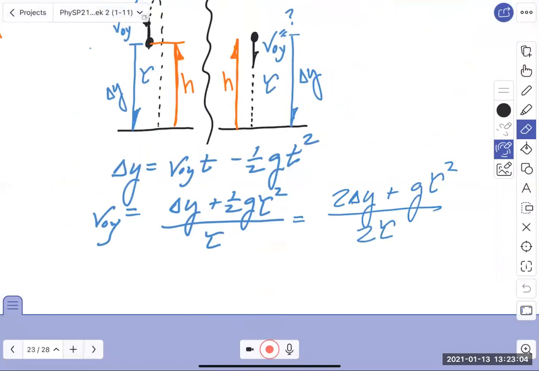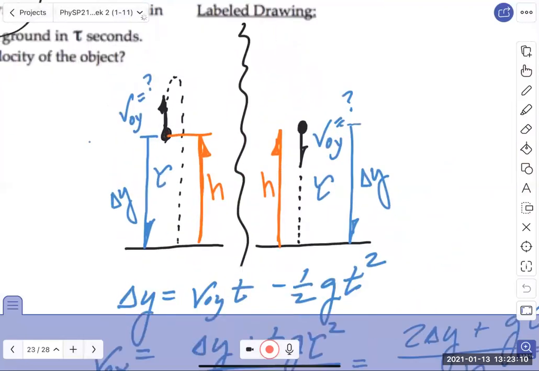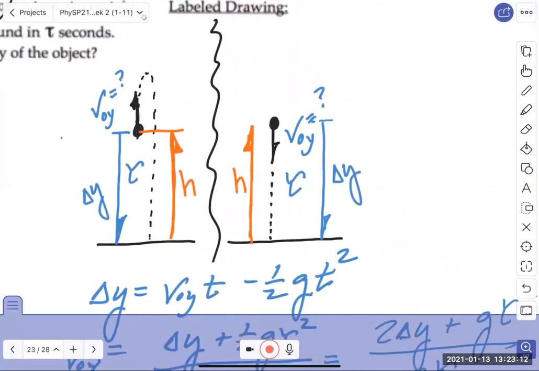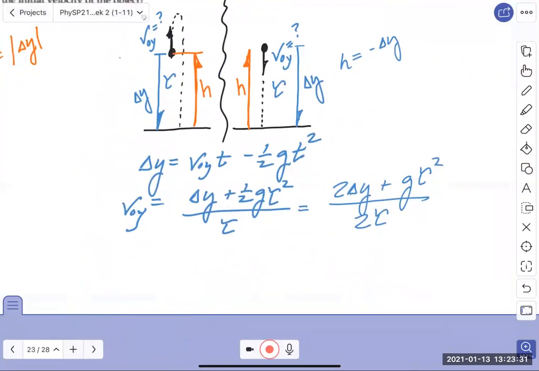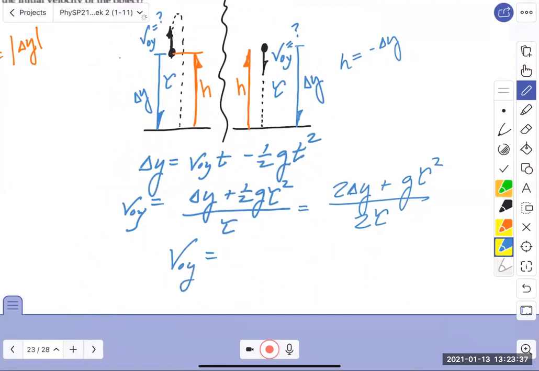We're still not done because we have an h. But notice something. In both cases, whether I throw that ball up or down, the h is always opposite. Remember, h is the absolute value of delta y. Delta y in this case is negative, but h is always positive. So h is the opposite of delta y. Let's rewrite this so that it's h. So we have v naught y equals g tau squared minus 2h over 2 tau.